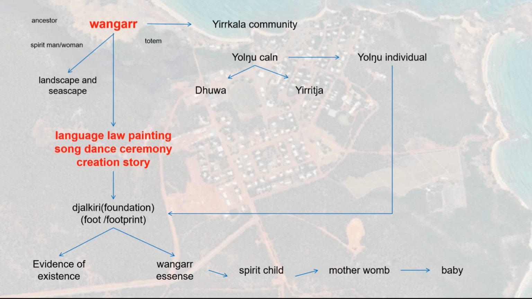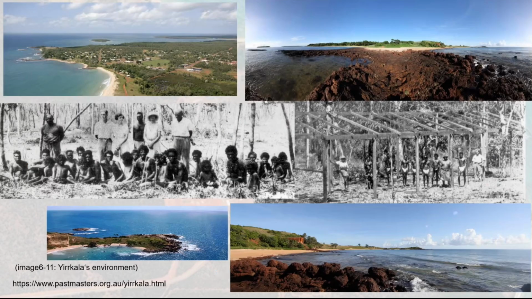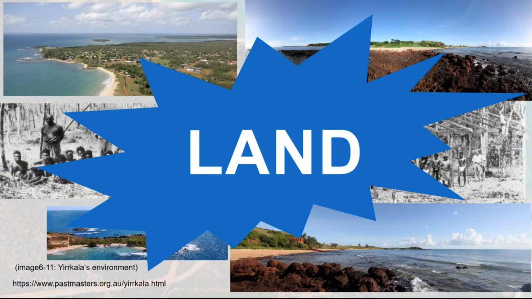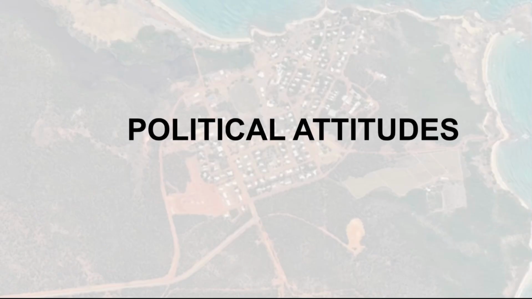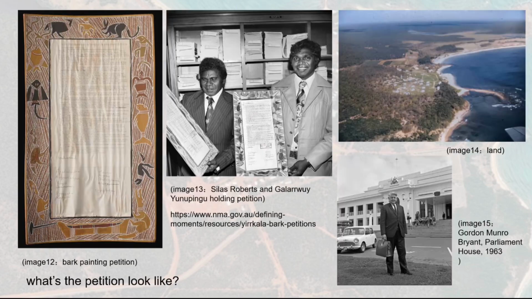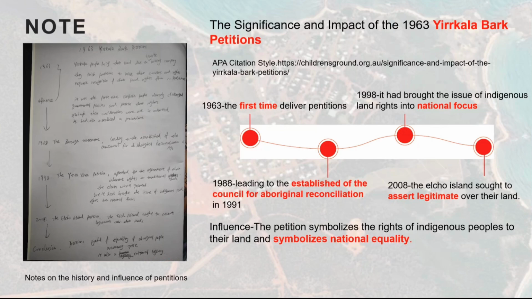So I considered what is the most important thing behind this keyword. I think that is their land. They love their land. The next one is political attitudes. What's that? Yes, it is the bark petitions, and they have a famous history behind them. The bark petitions are a symbol of the history of protecting their land and national equality. These are a symbol of the most important things in the petitions.